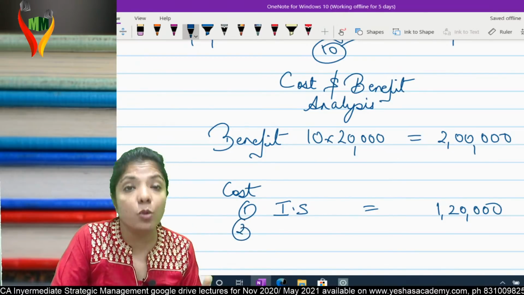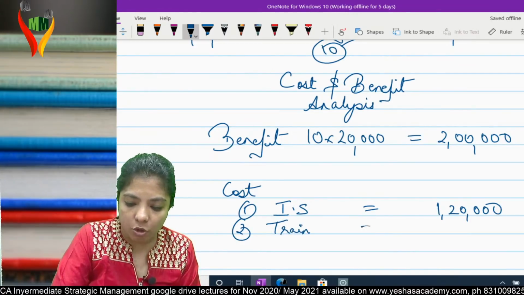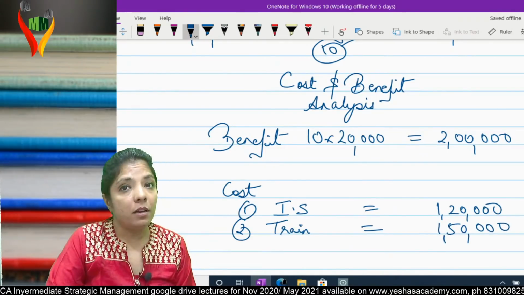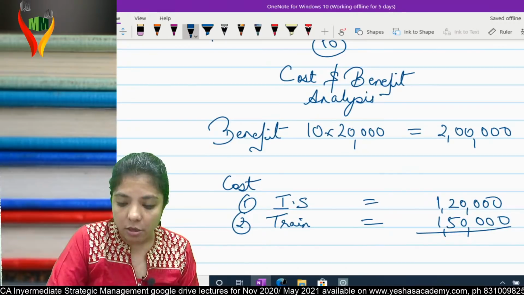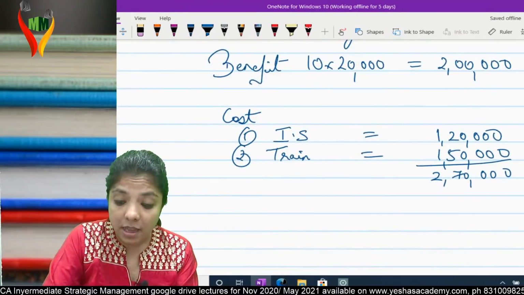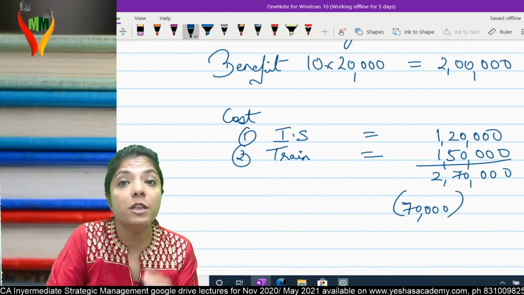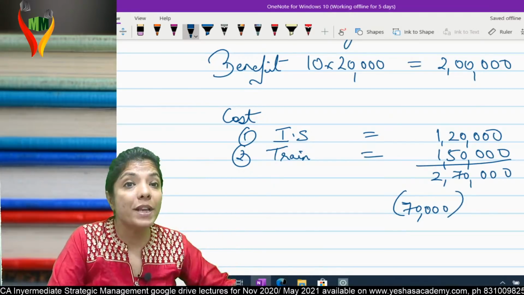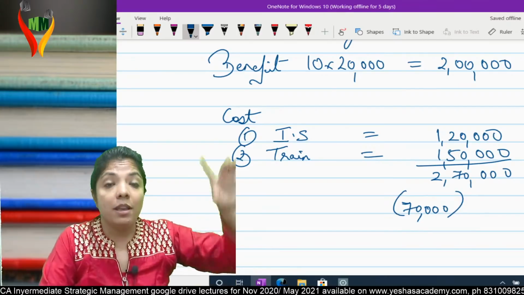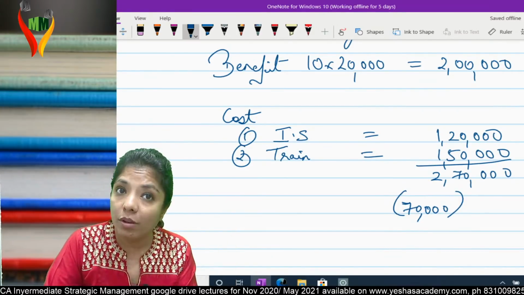So if they start using somebody else's PC, they'll have to incur training cost. Assume it is 1,50,000. Am I clear? So total what he has to incur is 2,70,000. So net 70,000 will be going out from his pocket to switch from me to him. To switch from me to him, he will have to incur 70,000 more. Will he go? No. Am I clear?